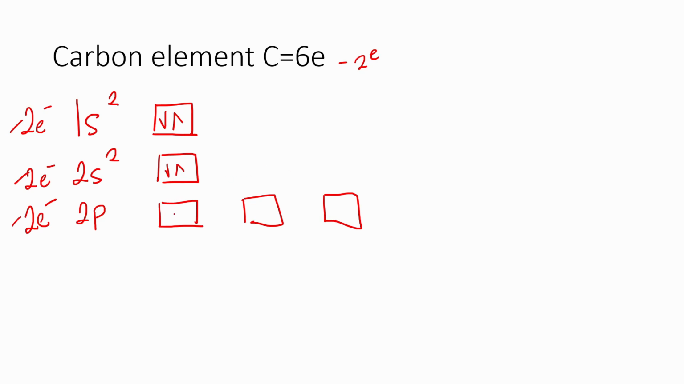Now if I write it this way, 2p2, this is wrong. According to our Hund's rule, you have to fill each orbital first in parallel spins. So this is wrong. Don't copy this. You have to put it this way.